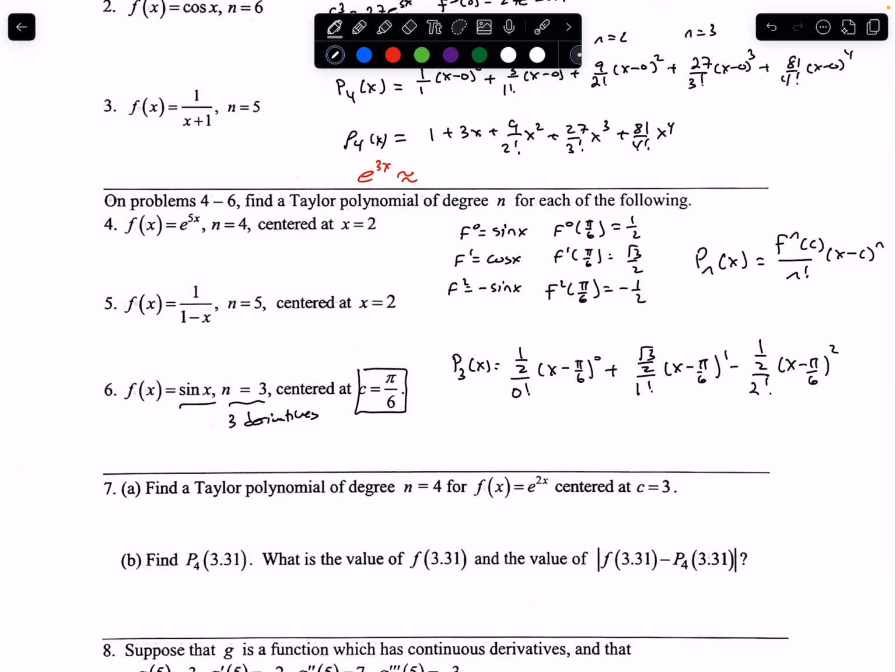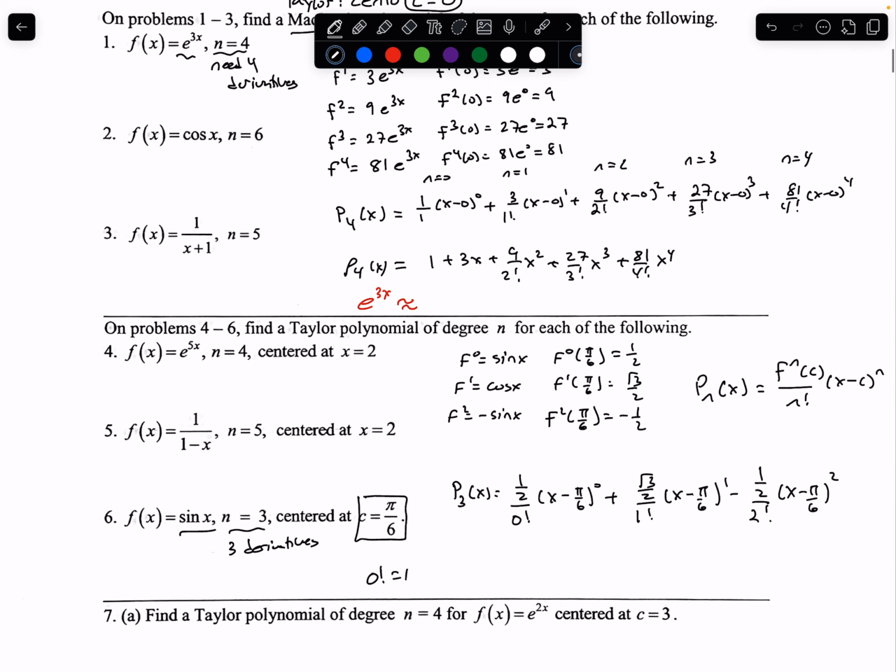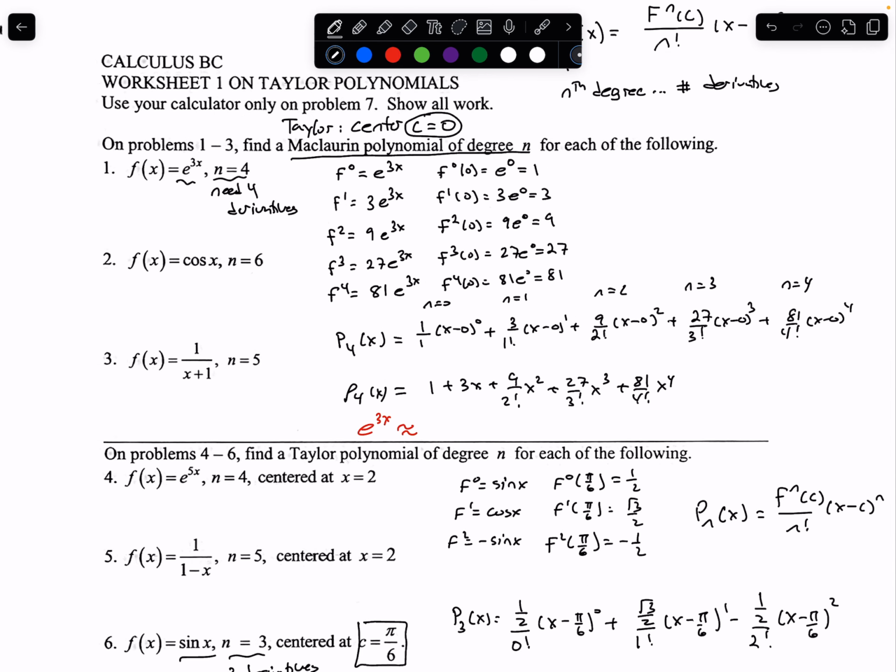6 squared. Now, we don't like this. This looks terrible. A couple things. Remember, 0 factorial is just 1. I did make a mistake up here for this example up here. I do want to go back and fix it. This should be a 0 factorial, but 0 factorial is just 1, so it doesn't really affect our answer in the end.